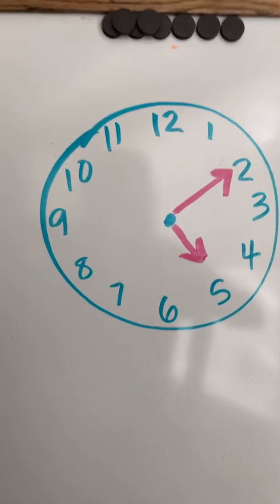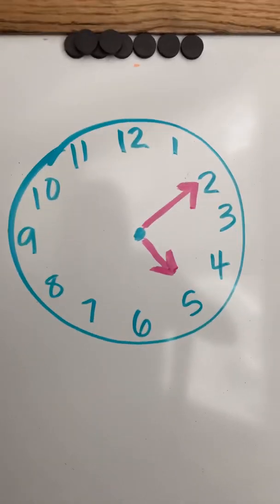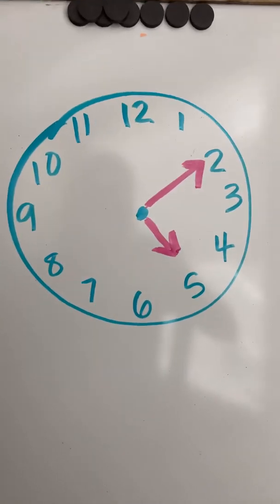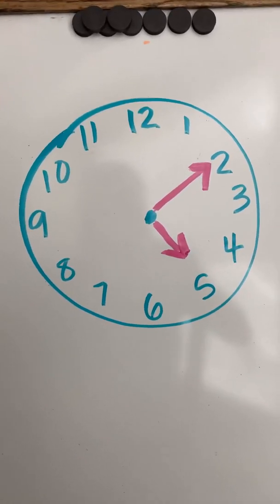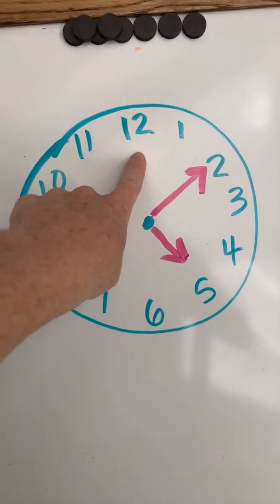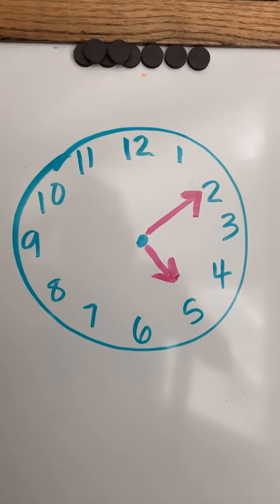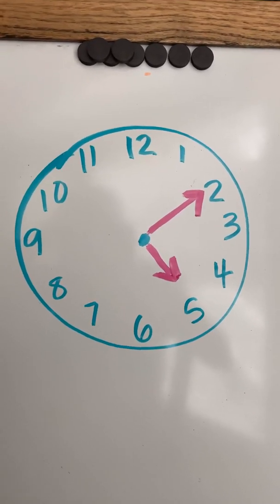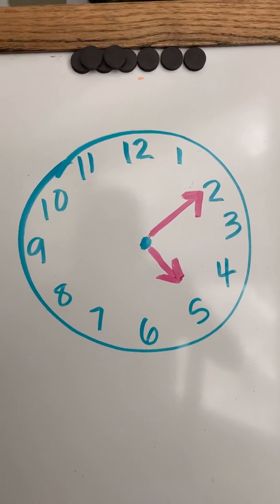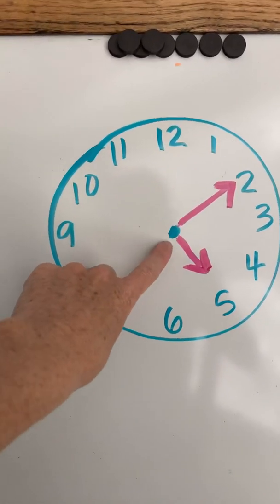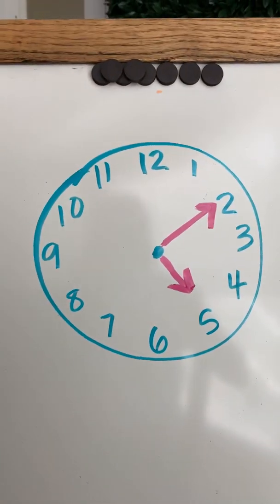Now, if I were going to ask you some questions about this clock, I could ask, does this clock show exactly 5 o'clock? And the answer would be no, because our minute hand does not touch the 12. If it was going to be 5 o'clock, it would have to be touching the 12, right? Okay, then I could ask you, does the clock show 5:30? And the answer to that would be no, because the minute hand is not on the 6. It has to be on the 6 if it's going to be 30.